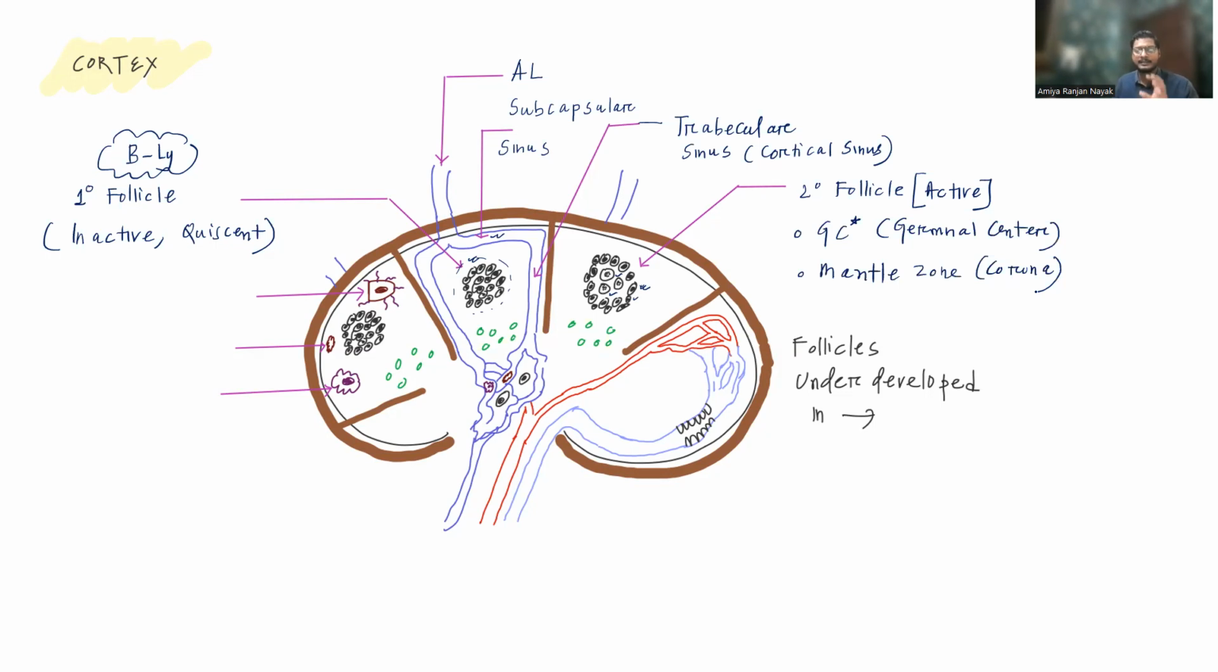This will contain the central germinal center, which has the activated B lymphocytes with open chromatin. These are also slightly larger than the normal B lymphocytes. They have open chromatin, and that is why they give a lighter appearance. Surrounding this germinal center, we still have some inactive B lymphocytes, which are darker in appearance. That is known as the mantle zone, otherwise known as the corona.